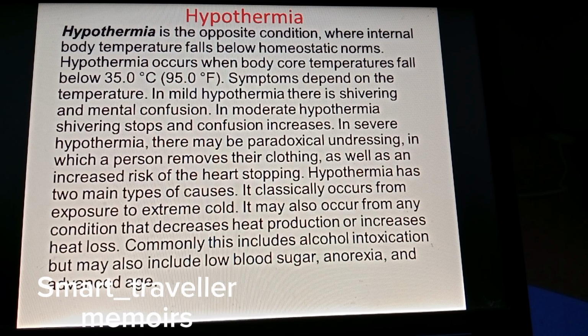Hypothermia has two main types of causes. It classically occurs from exposure to extreme cold. It may also occur from any condition that decreases heat production or increases heat loss. Commonly, this includes alcohol intoxication, but may also include low blood sugar, anorexia, and advanced age.